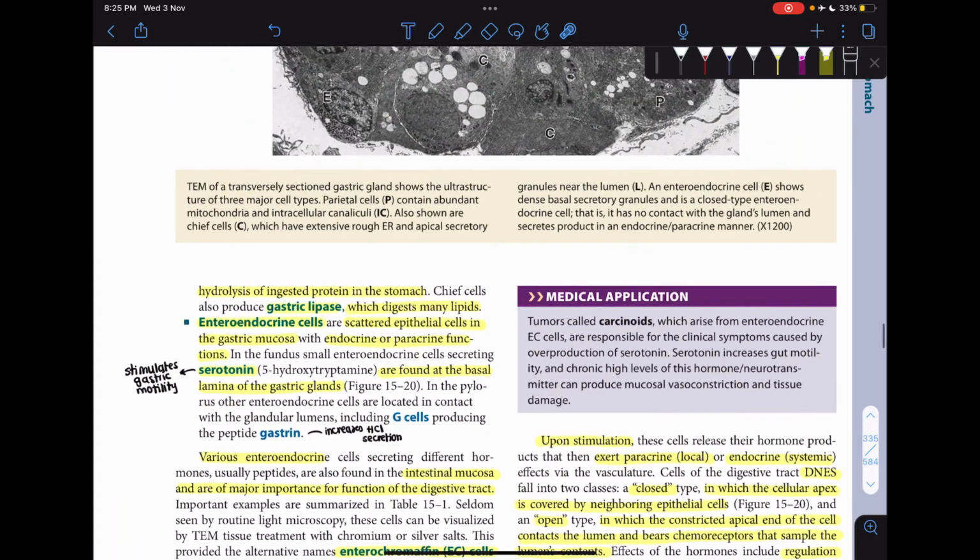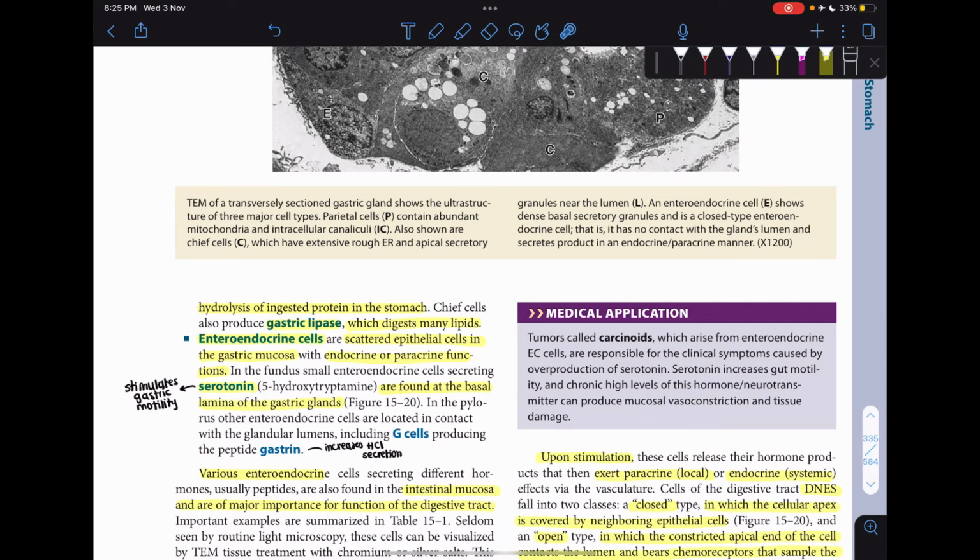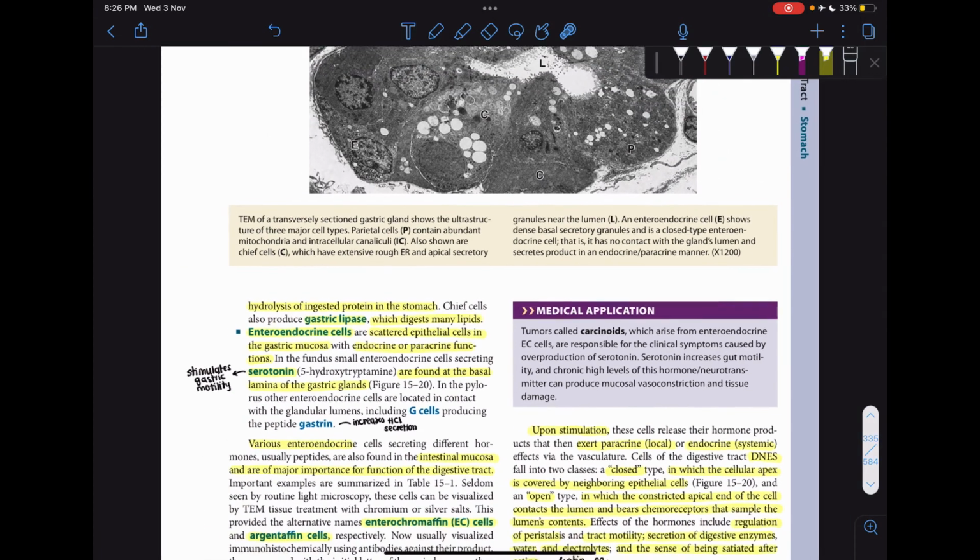Pepsins initiate the hydrolysis of the ingested protein in the stomach. So the pepsin digests protein in the stomach, and the chief cells also produce gastric lipase, which digests many lipids. So the chief cells are responsible for the secretion of two.